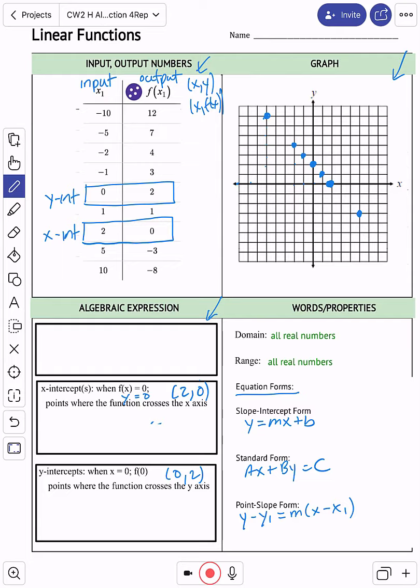Great. I am not the best at drawing straight lines, but I will do my best here. Yeah, that's not super straight, but just pretend it's straight. Make that a little better.